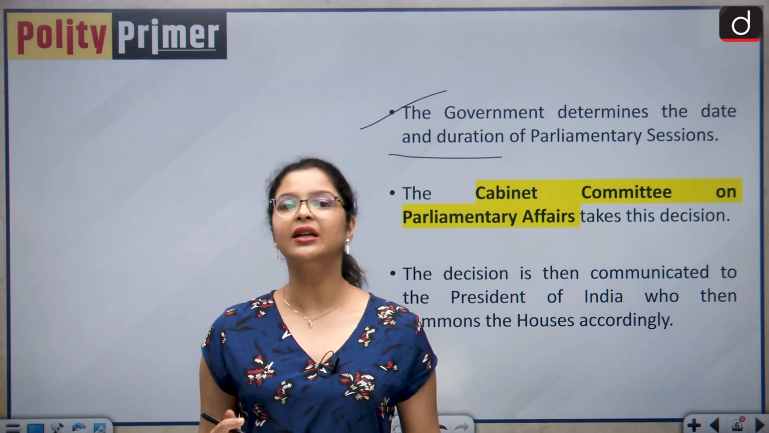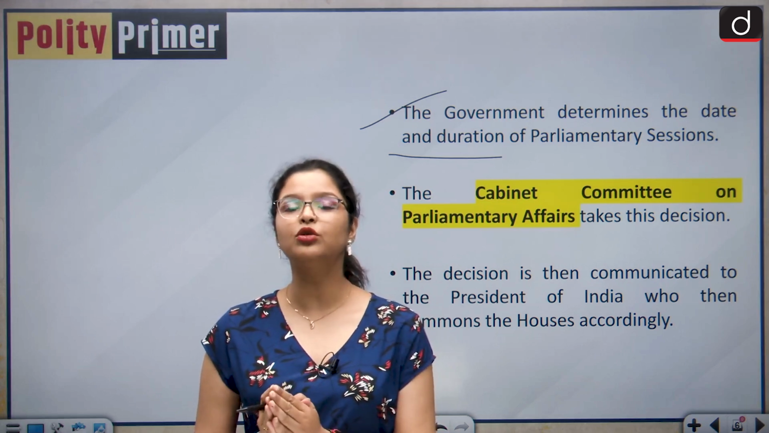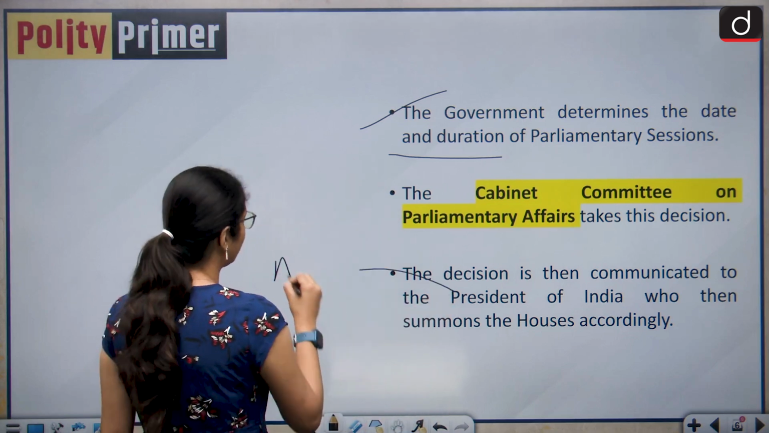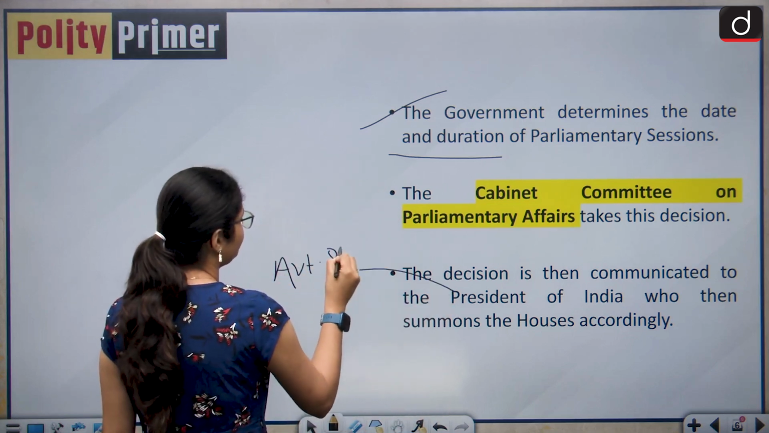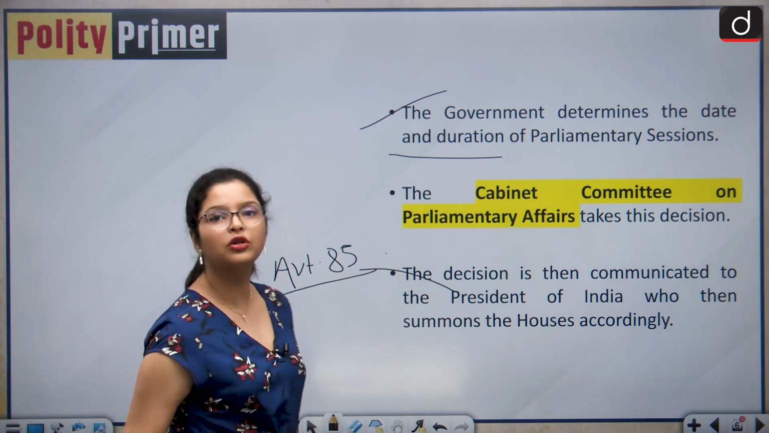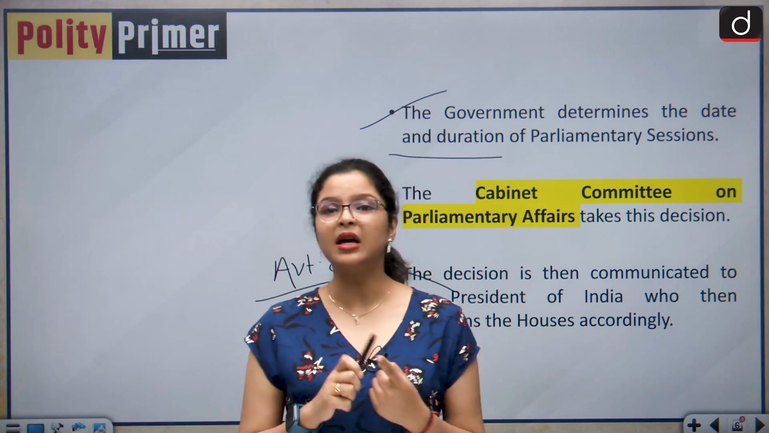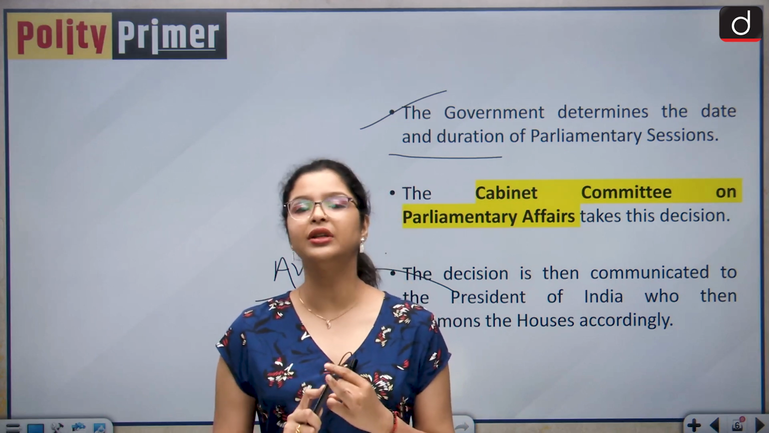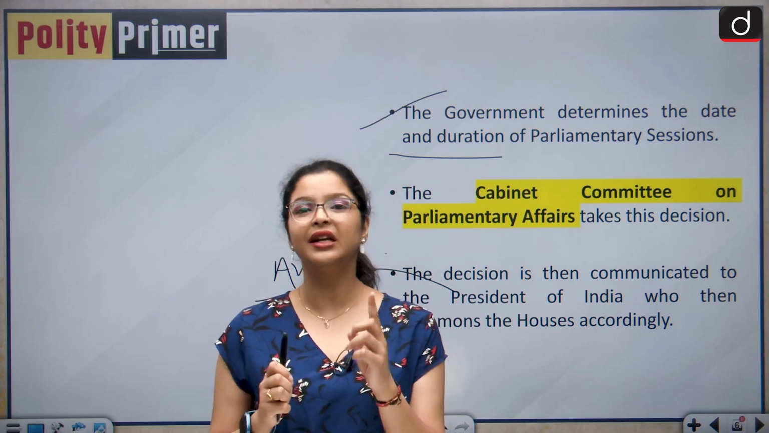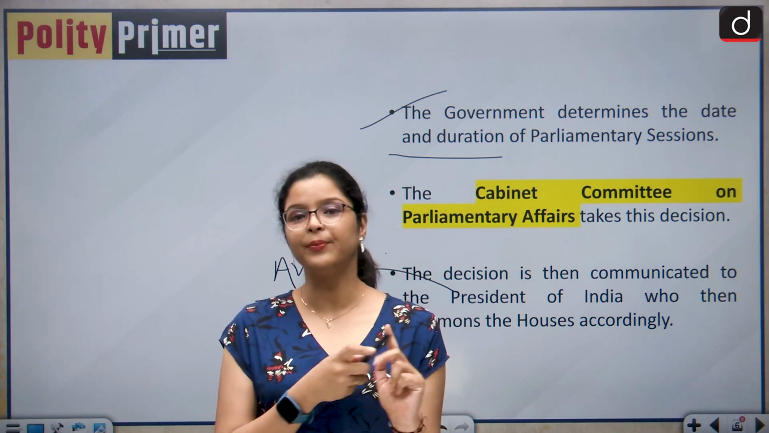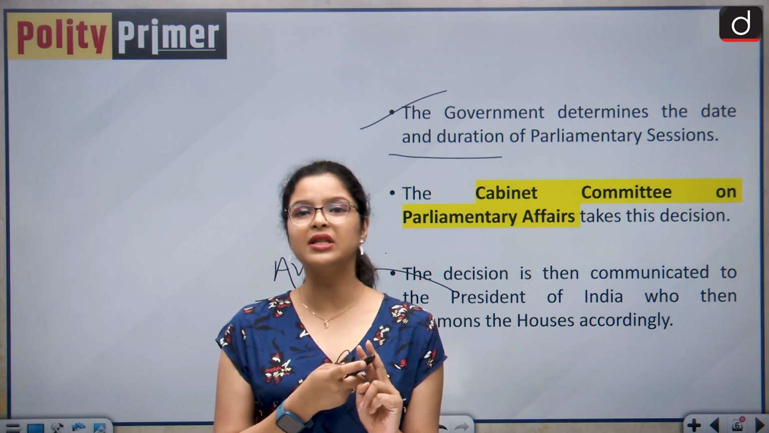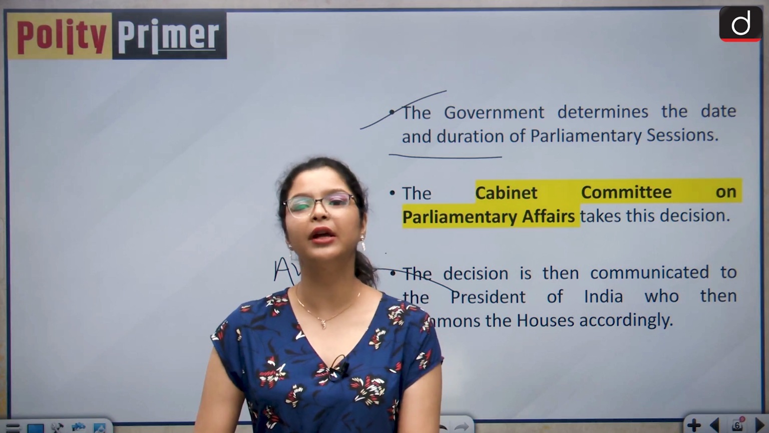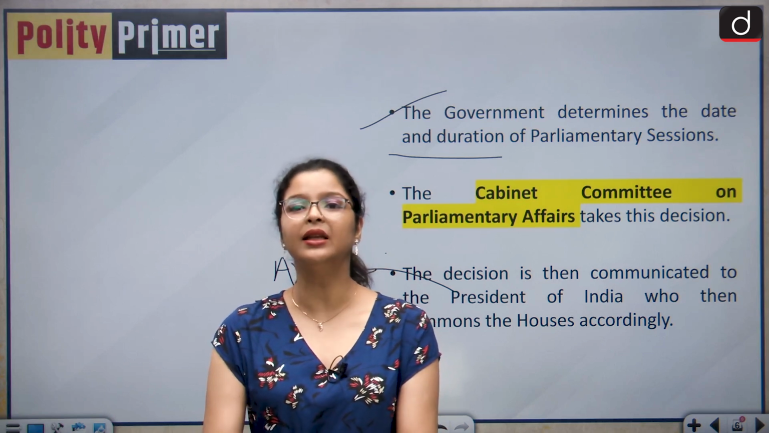So under which article does the President have the power to summon the houses of the Parliament? It is under Article 85 of our Indian Constitution, which talks about the sessions of the Parliament, the summoning of the Houses, the dissolution of the Houses and the prorogation of the Houses. So it mentions three terms. First is the summoning of the Houses, then there is dissolution of the Houses, and then there is prorogation of the Houses. And all of these three are the prerogative of the Indian President.